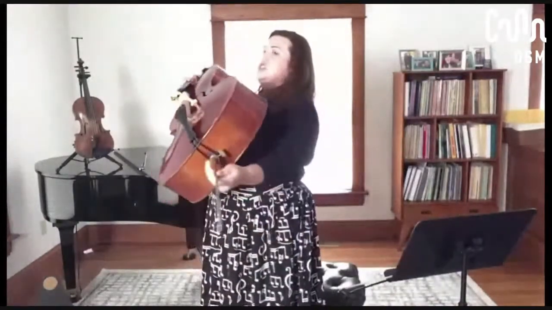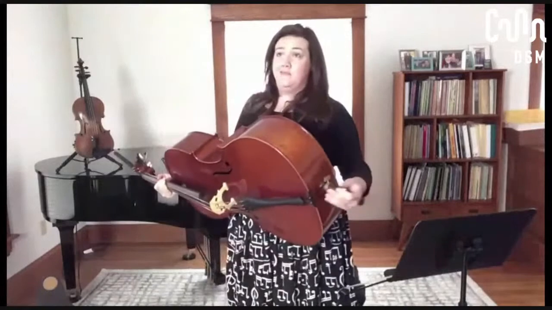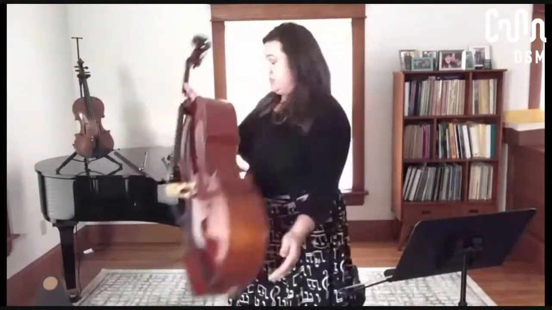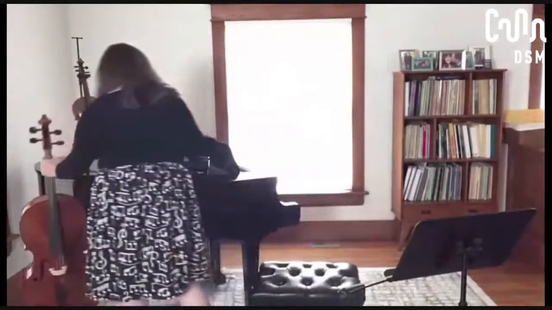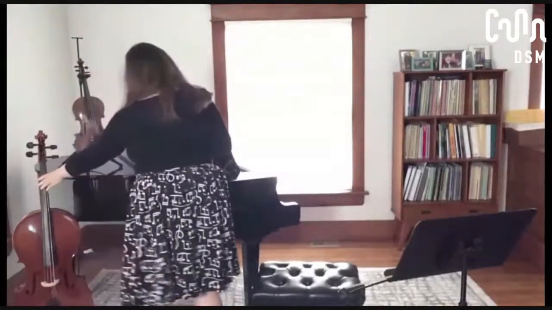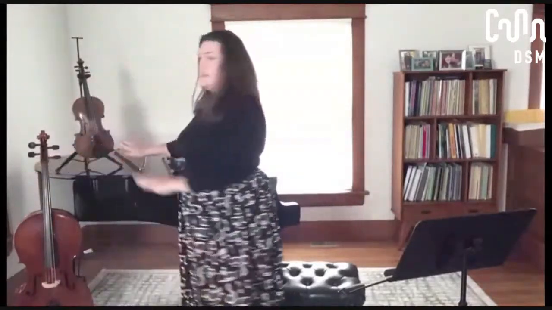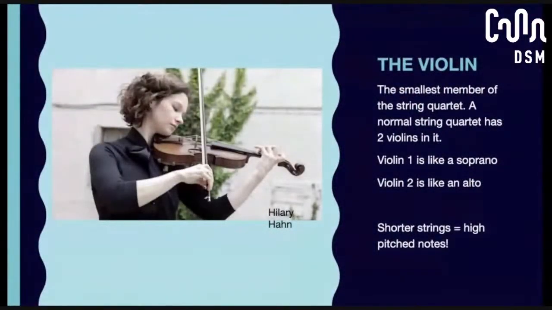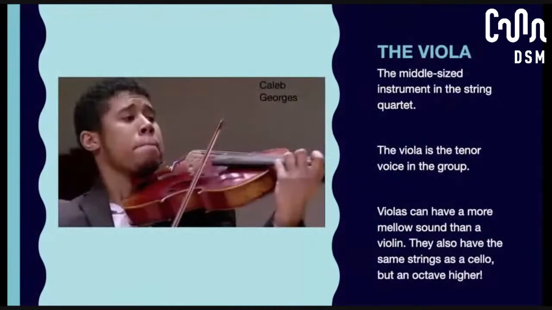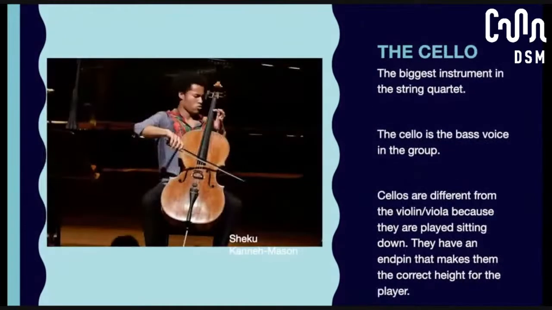So I just showed you the three instruments in a string quartet. I know those of you who are smart are thinking to yourselves, wait a minute, quartet? That means four. How come we only saw three instruments? Well, in a traditional string quartet, we actually have two violins, a viola and a cello. So violin one takes over that soprano role, violin two, alto, viola, tenor, and cello is the bass.